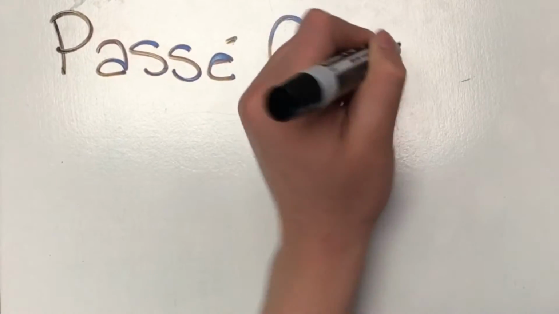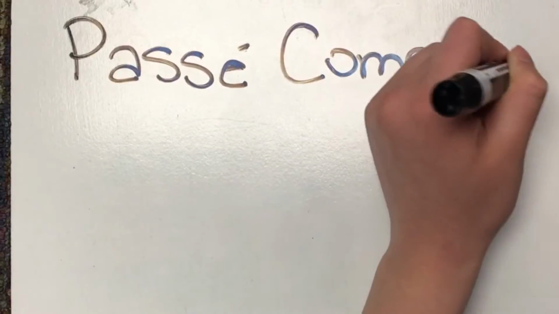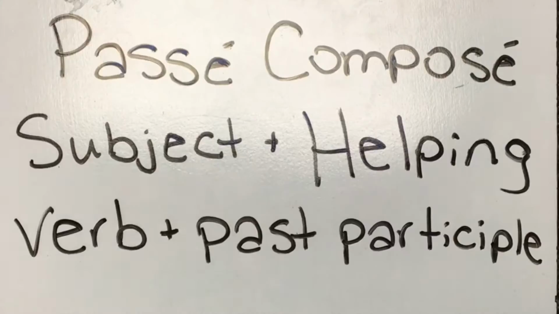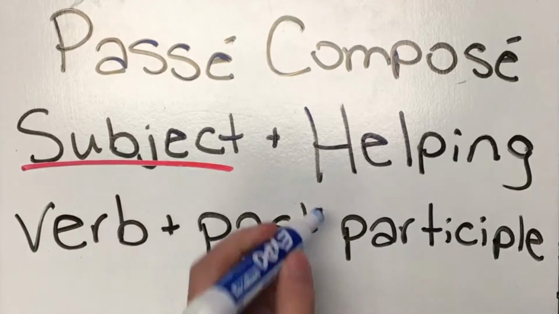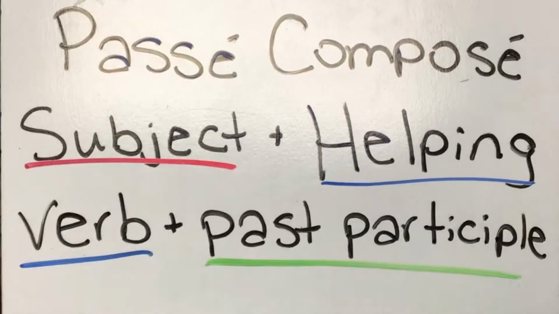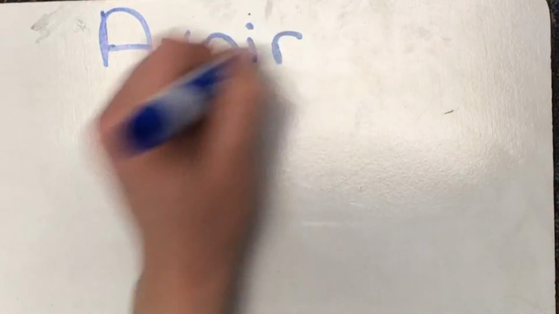This is the passé composé using the helping verb avoir. In order to form a passé composé sentence, you need three components: a subject, a helping verb, and a past participle. Avoir is the helping verb, but you have to conjugate it for each subject.